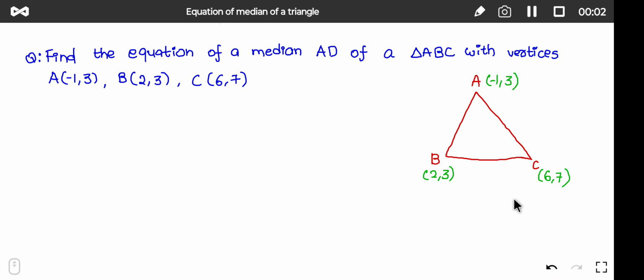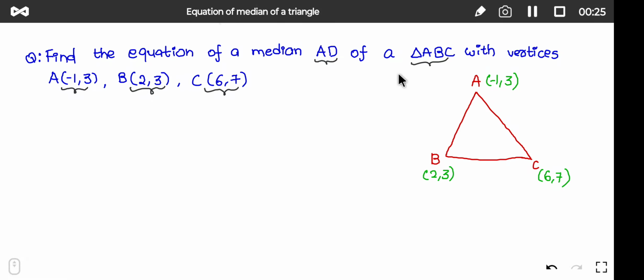Hello everyone. In this class I will tell you how to find the equation of median of a triangle ABC. So look at the example. We have to find out the equation of median AD of a triangle ABC where the vertices of triangle ABC are given: A(1, -1, 3)... A is (-1, 3), B is (2, 3) and C is (6, 7).